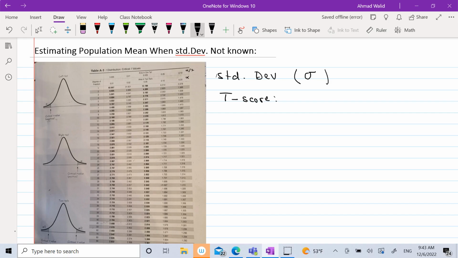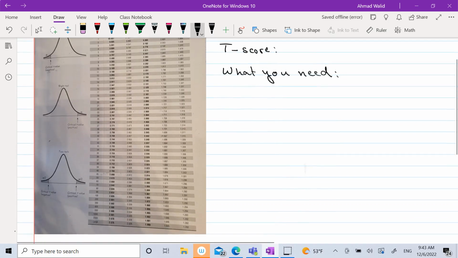The t-score is also a table, as you see on the left side of my screen. It's table A3 in your book. You have it in your book, and we can use that table instead of the z-score. Now, some requirements are what you need. I always call it what you need. You can call it requirements.